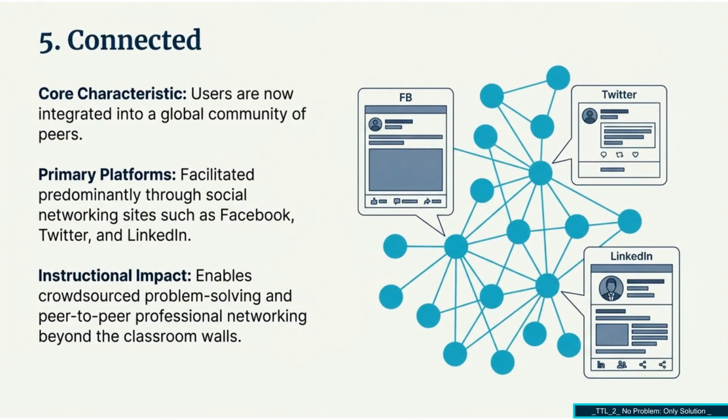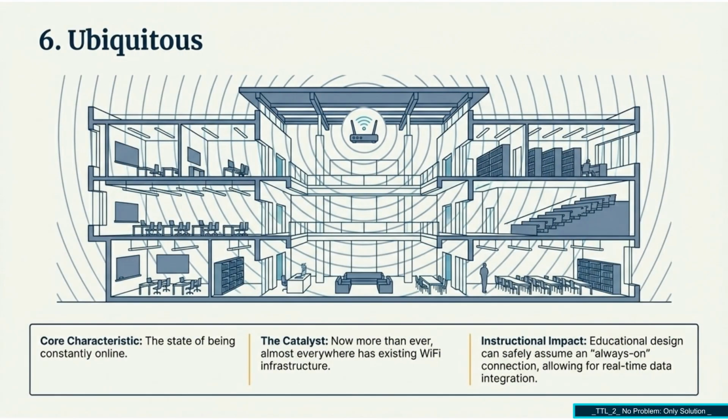The fifth characteristic is connected. Users are integrated into a global community of peers, often through social networking platforms. This enables crowdsourced problem-solving and peer-to-peer networking beyond the classroom. The sixth characteristic is ubiquitous. This refers to the state of being constantly online. Educational design can assume an always-on connection, thanks to existing Wi-Fi infrastructure almost everywhere, allowing for real-time data integration.